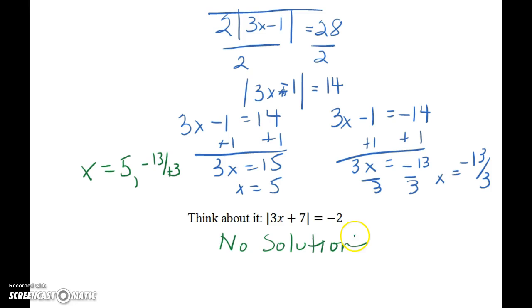Okay? There are no solutions that make the absolute value of the quantity 3x plus 7 equal to a negative number. It always has to be positive. Therefore, that one is no solution.